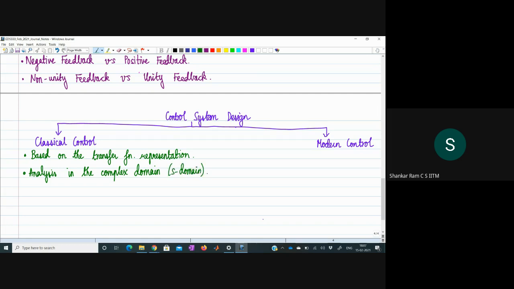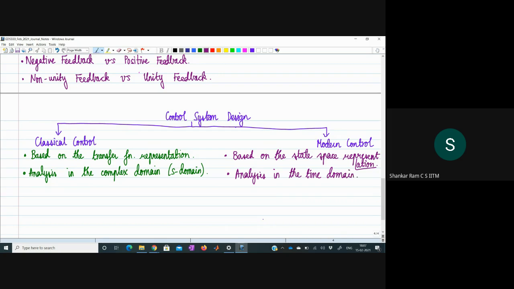And what happens in modern control? In modern control, we do design based on the state space representation. I think we had a brief introduction to the state space representation in vehicle dynamics, so we will learn a little bit more about this in this course. We will use the state space representation to design controllers. Of course, here we are not going to use the Laplace transform, but rather we stay in the time domain itself and do the design. So that is the idea, right?